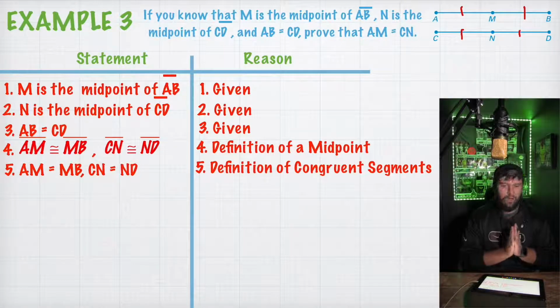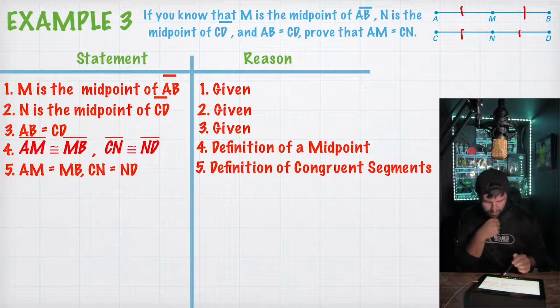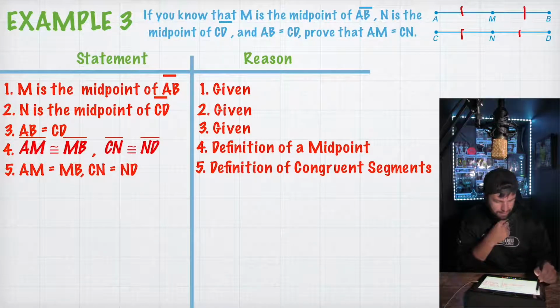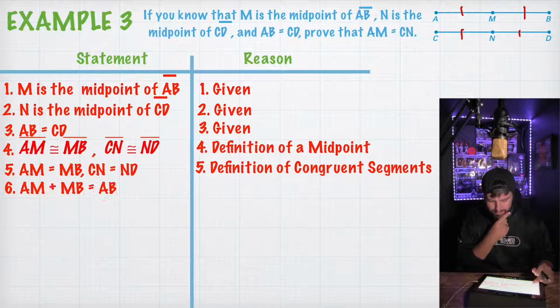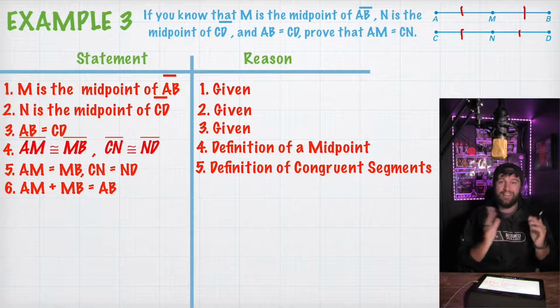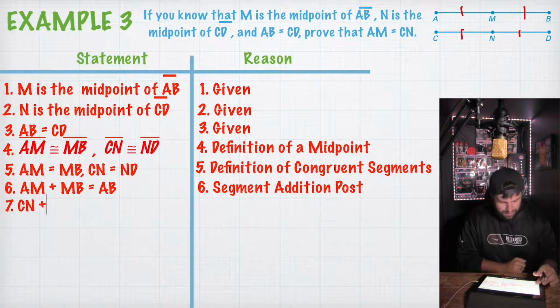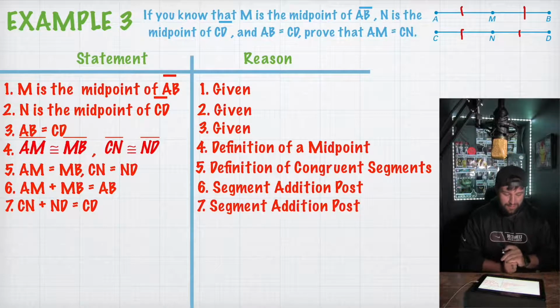Now, what do we want to do? I think we are going to want to say what AM plus MB equals, okay? And we're going to want to say eventually what CN plus ND equals. So let's go ahead. AM plus MB equals what? AB, okay? And why do we know that? Segment addition postulate. Okay, and we're going to do the same thing for CN plus ND equals CD, and that's also the segment addition postulate.